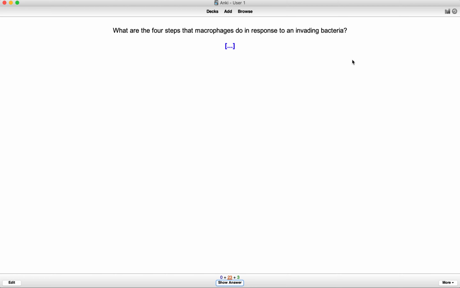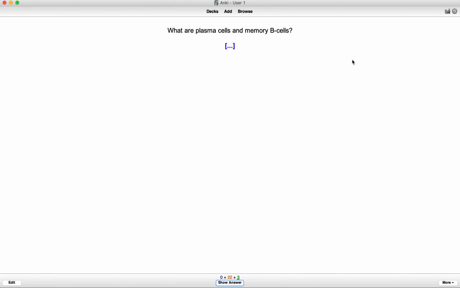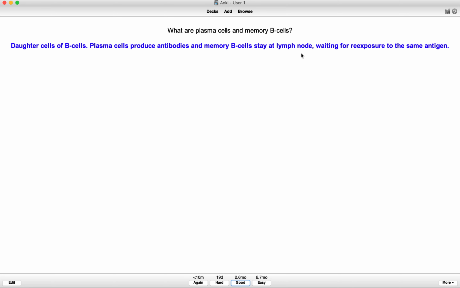What are the four steps? A macrophage invades, engulfs bacteria, digests it, uses MHC class 2 or class 1 to present the antigen on the front, and also releases cytokines to recruit other immune cells. Plasma cells and memory B cells are daughters of B cells. Plasma cells produce antibodies, while memory B cells stay in the lymph nodes waiting for re-exposure to the same antigen.